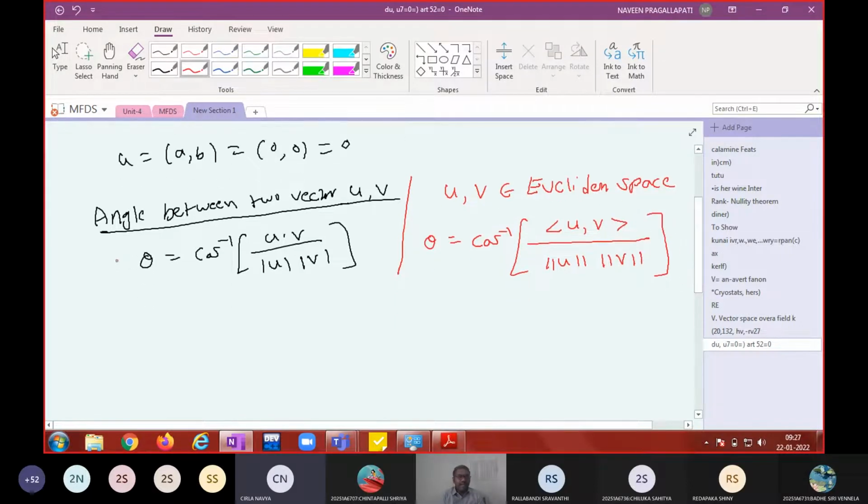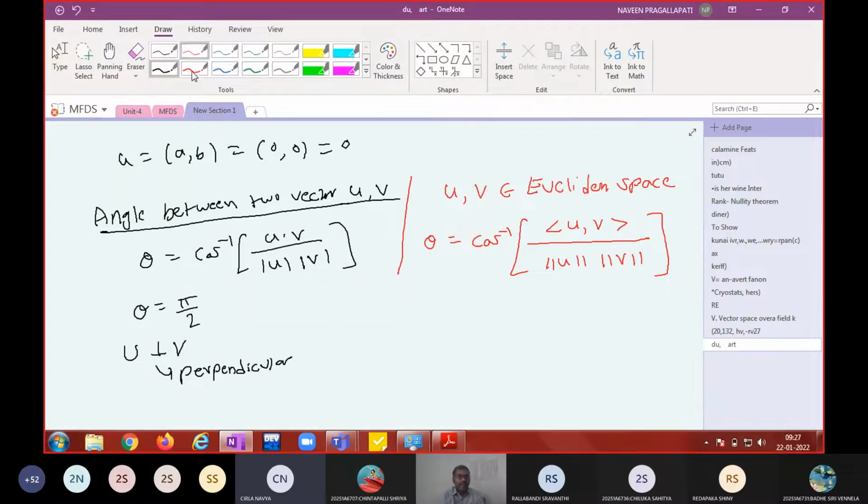Okay. And when do you say u is perpendicular to v? Whenever theta equals pi by 2, we say that u is perpendicular to v. You can call it perpendicular. So whenever you get theta equal to pi by 2, we say that u is orthogonal to v.